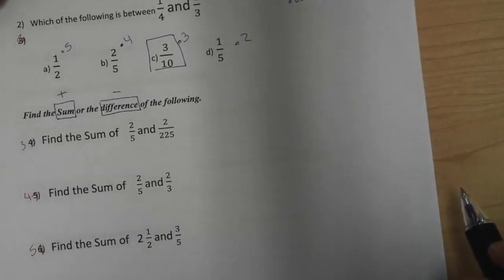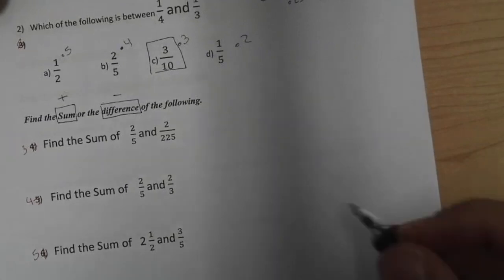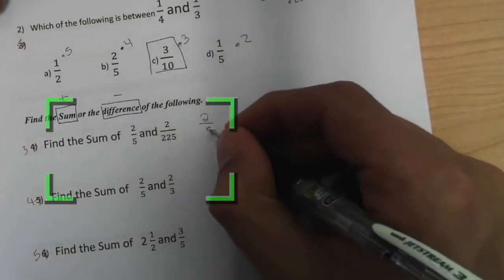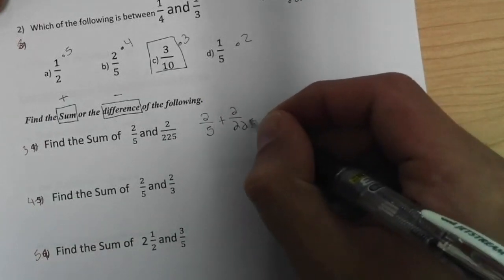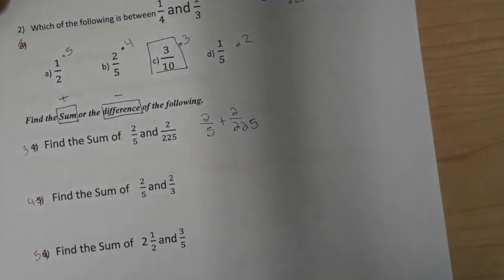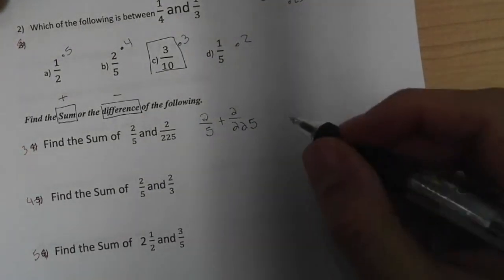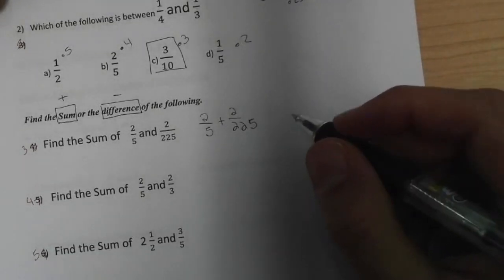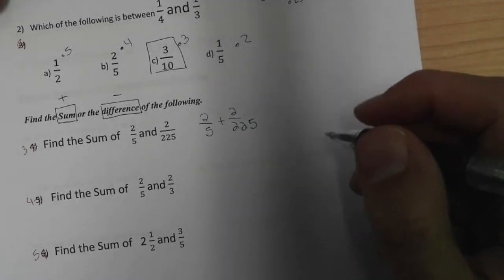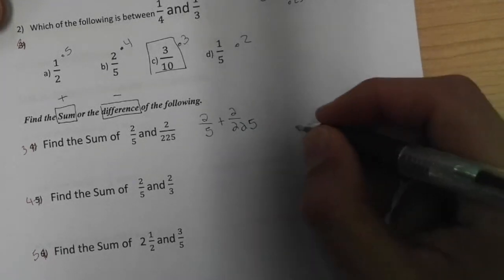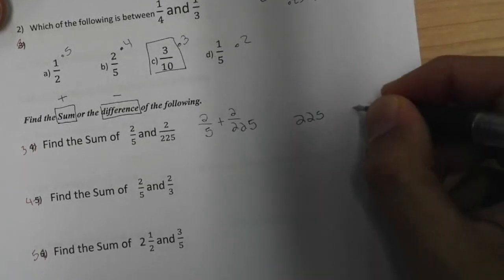Okay. Find the sum of 2/5 and 2 over 225. Okay. So I know I'm adding. That means I have to find common denominators. I can do that by finding the GCF and also the LCM, but mostly I want to use the LCM here. So the LCM of 5 and 225 is actually 225.